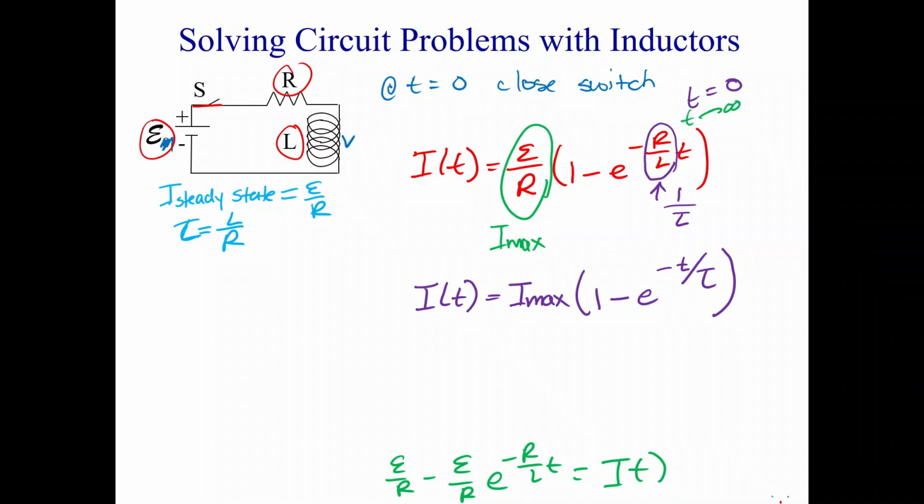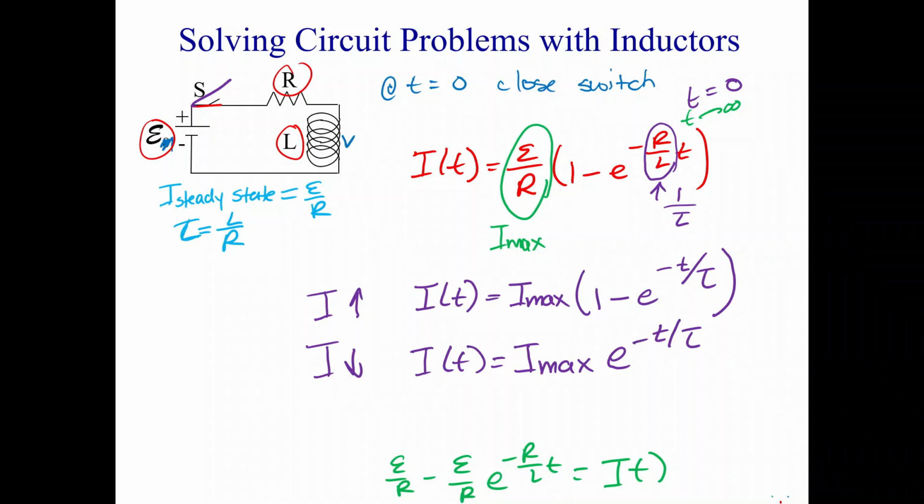When you do this for decreasing current, like if I was to reopen this switch and remove the EMF from this, you work through in the same pattern, but this is for when your I is increasing. When your I is decreasing, you're going to end up with your I of t being I max e to the negative t over tau. Okay, so it's going to do the opposite, because it's going to have to decrease from the maximum value towards 0 over time. So that's how you go through and solve for the current.